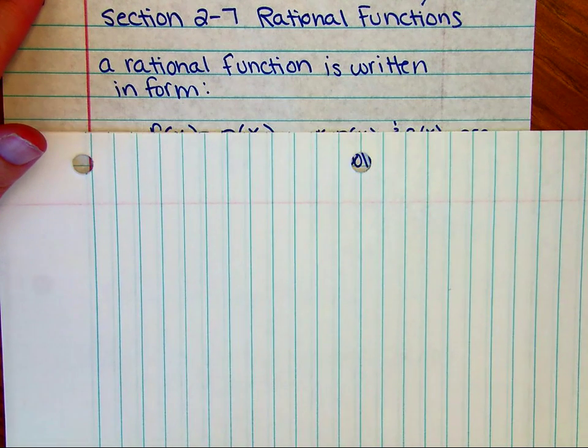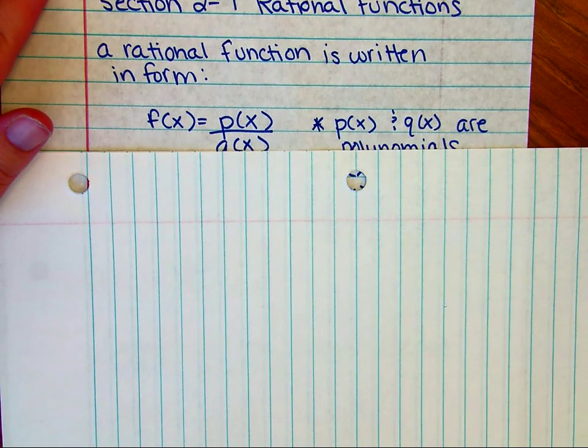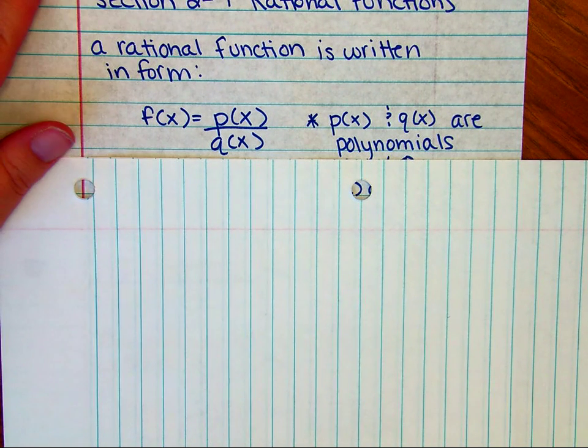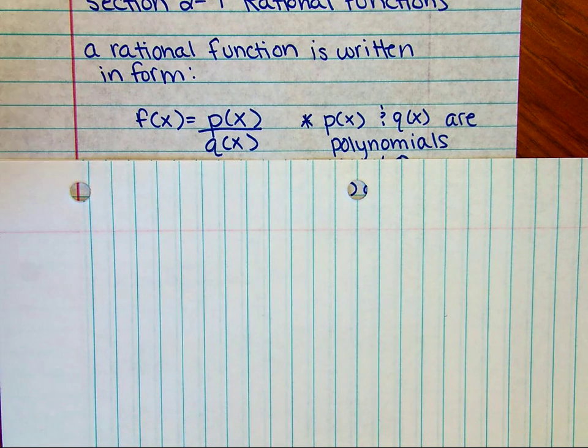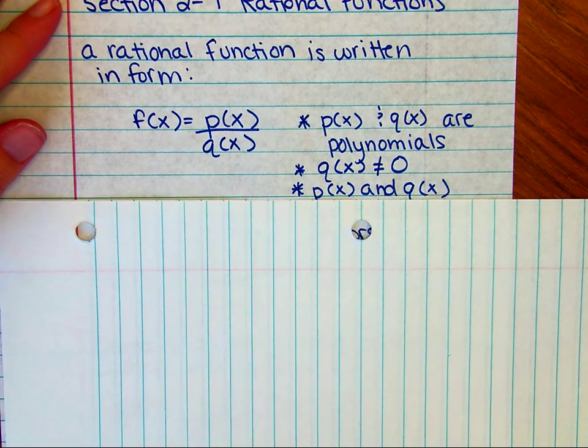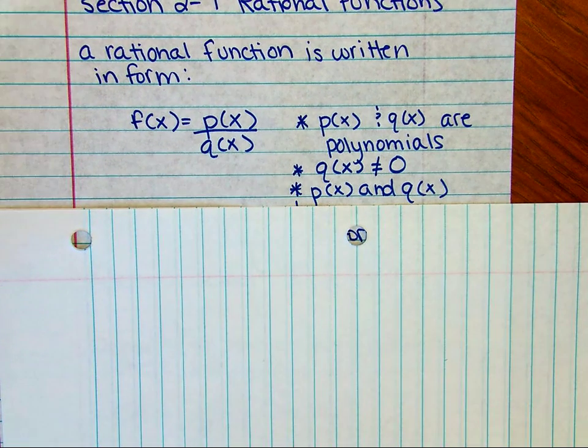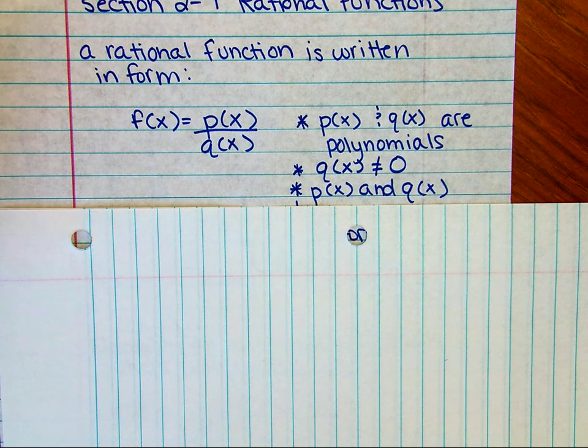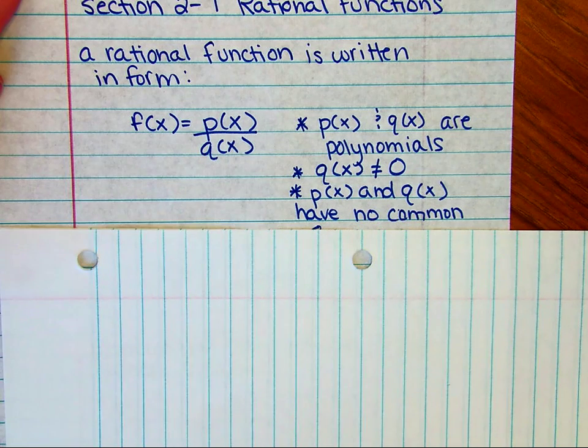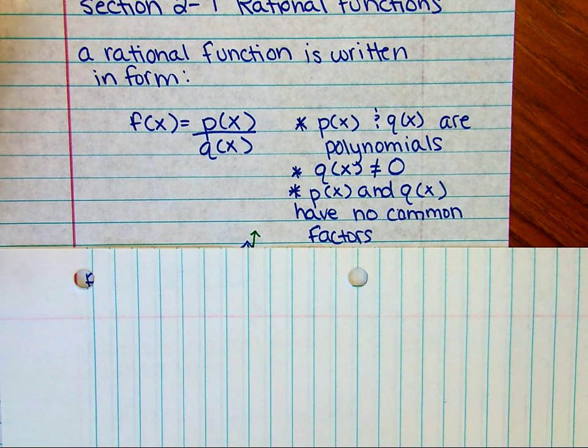A rational function is written in this form: f of x is equal to P of x over Q of x, and P of x and Q of x are polynomials. So it's essentially two of the equations we've been looking at, one in the numerator, one in the denominator. You have some stipulations on them. Q of x cannot be 0, otherwise that would be something we wouldn't be able to graph. And P of x and Q of x cannot have any common factors.